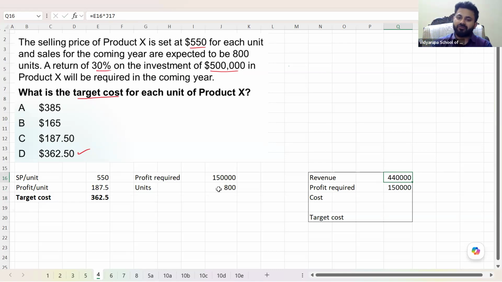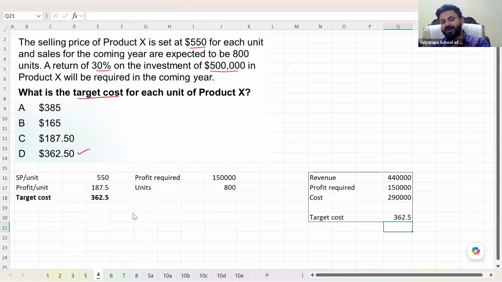Total profit required, 150,000, which means what should be the overall cost? 440,000 minus 150,000, the overall cost must be 290,000. This is an acceptable cost. This is for how many units? 800 units. We want the cost per unit. So 290,000 divided by how many units? 800 units as per the question. The acceptable cost divided by 800, per unit the cost should be 3.5.